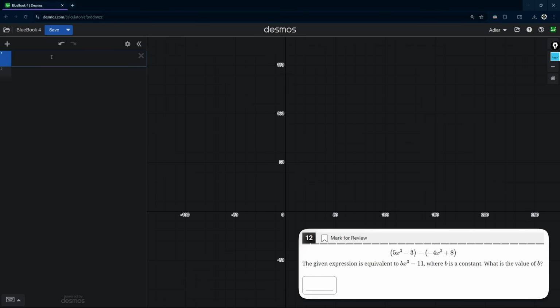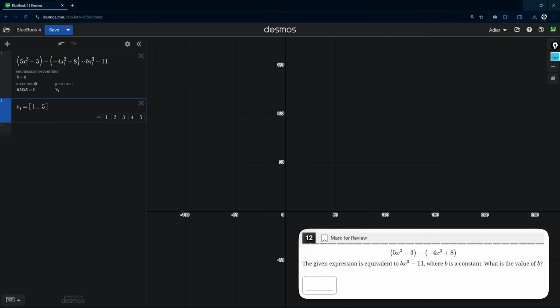Then what we can do is use this method, which you can learn more about by watching my second video. We go 5x cubed, and we're going to use x1 because we're going to do a regression, minus 3 minus negative 4x cubed plus 8. And we go equals, because they're equivalent, the second expression, bx cubed minus 11. The number of numbers we need inside this list is equal to the amount of unknowns we're solving for, which in this case is just 1. We're just solving for b. But sometimes I like to add more, just in case. And 5 is a fine number.